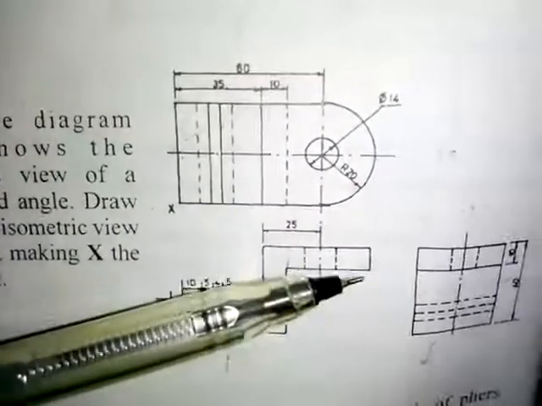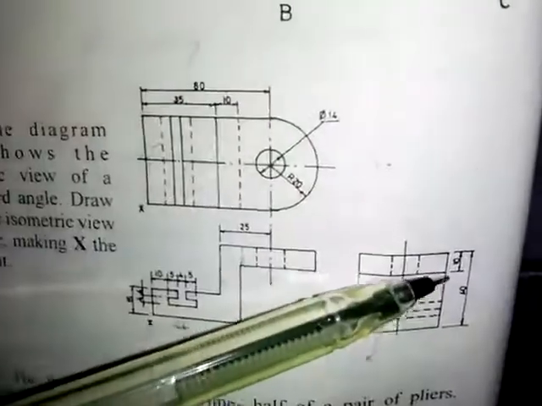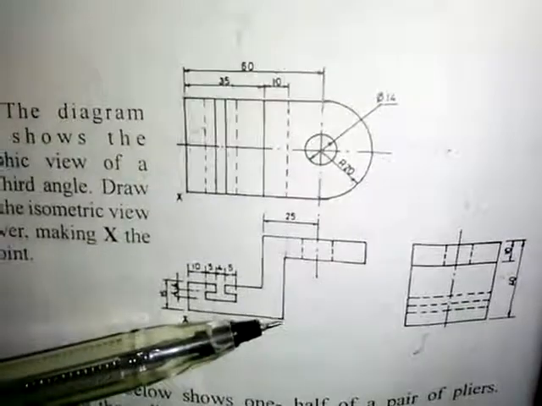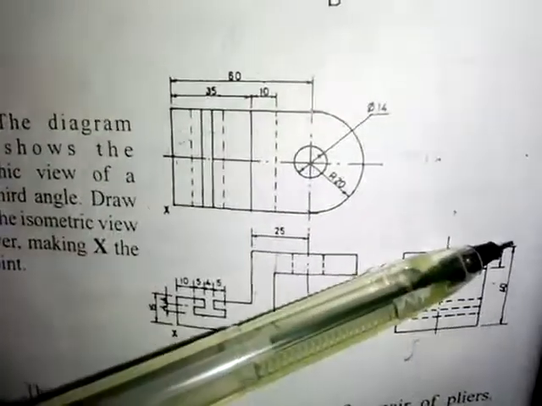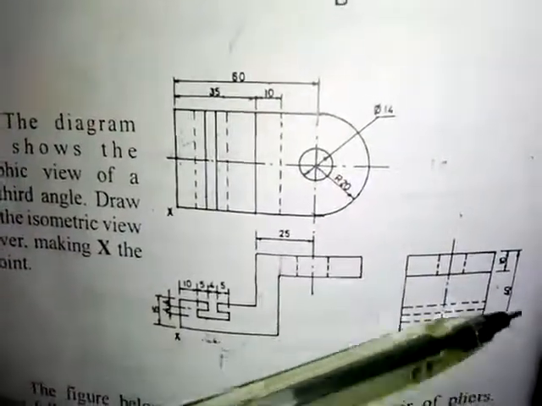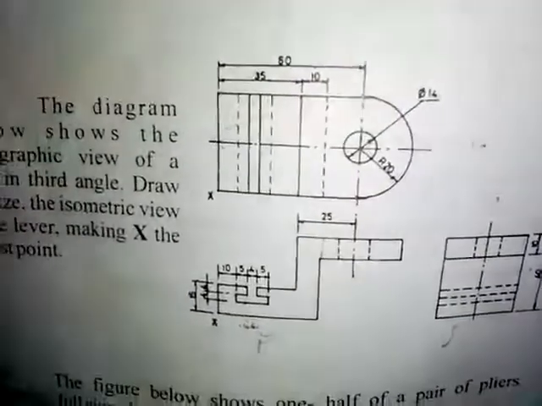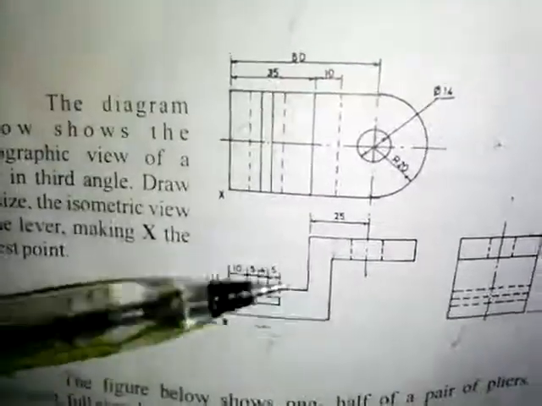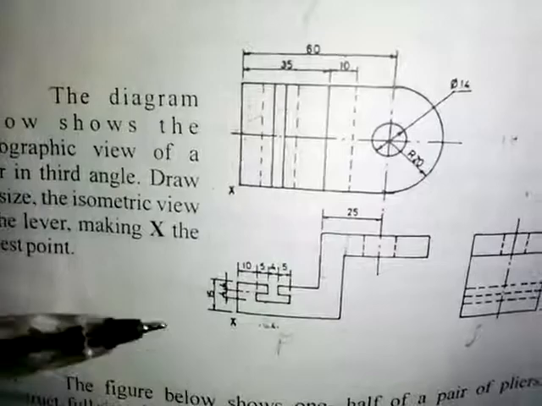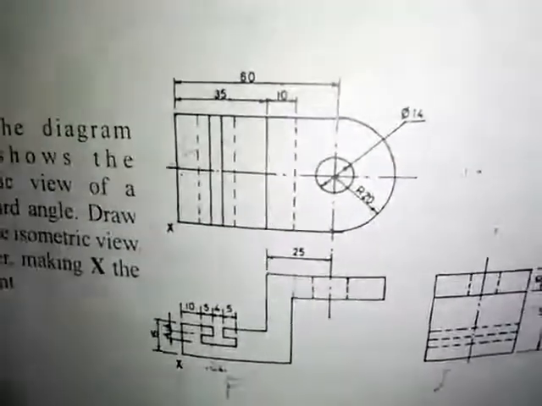And then the thickness from here to here is 10 as we have in the plan, and the distance from here to here is 40 as we have in the end elevation, not the plan. So let's take note of that. I'm going to make use of these dimensions to produce the object in isometric view.